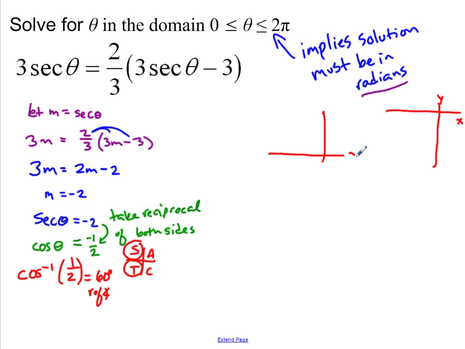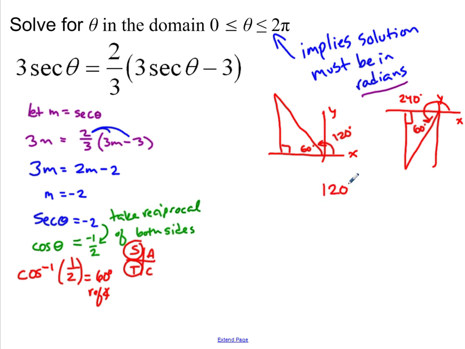So the 60-degree reference angle in quadrant 2 will look something like this. So there's a 60-degree reference angle. That would be not quite 180. It would be 180 minus 60 would be 120. In quadrant 3, it would be 180 plus the 60. Okay, so there's the 60-degree reference angle. 180 plus the 60 looks like 240 degrees. Okay, so those are your two values, 120 degrees and 240.